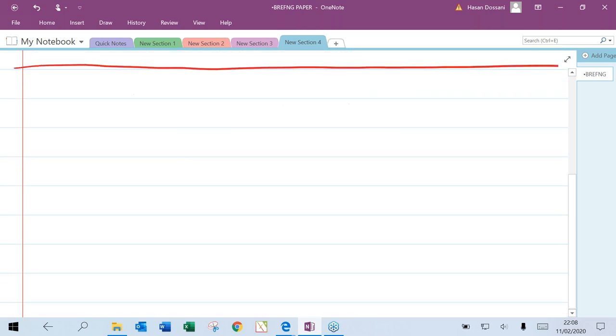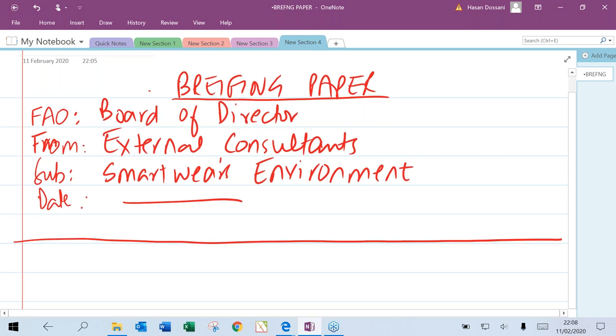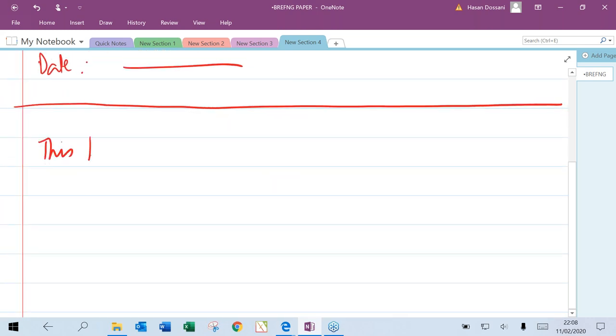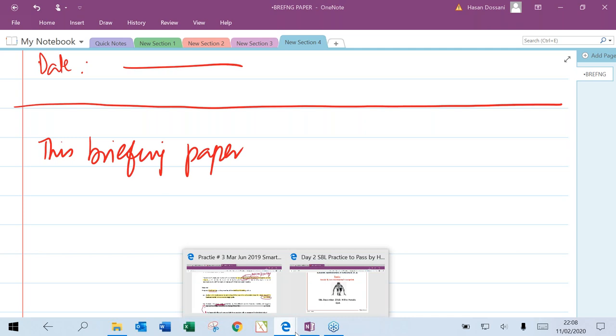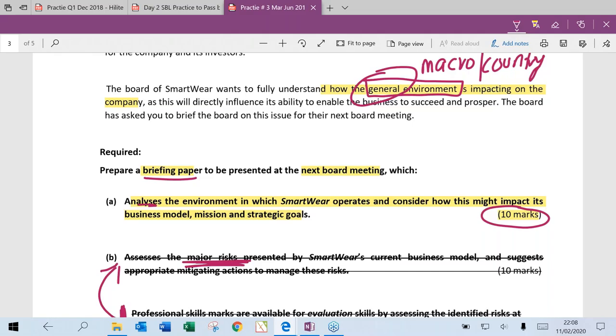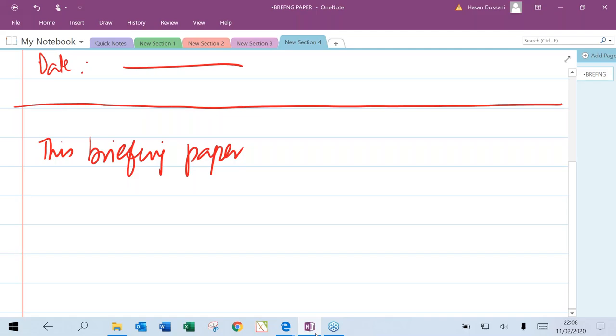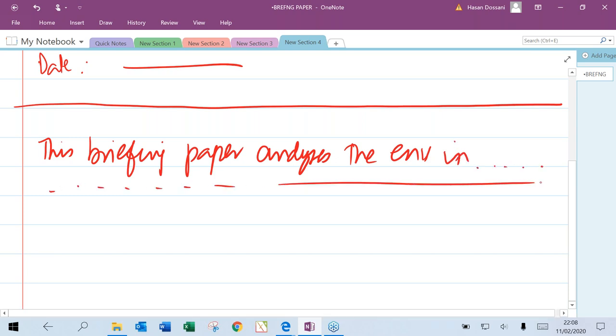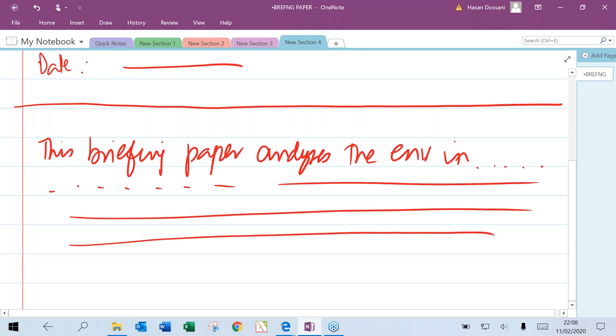Now I need a small opening sentence, but without the heading of introduction. This briefing paper does what? I will just pick up from the requirements: analyzes the environment in which Smartware operates and considers how this might impact its business model, strategic mission and strategic goals. Can you draft that? I don't want to waste my time drafting now, since you are familiar with the format. You just draft from the requirement.